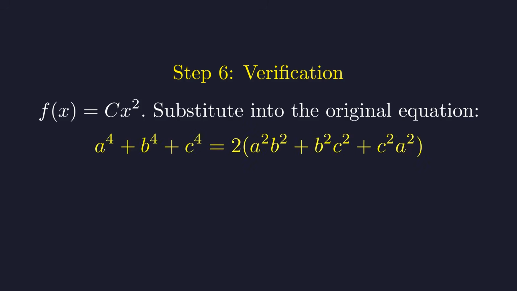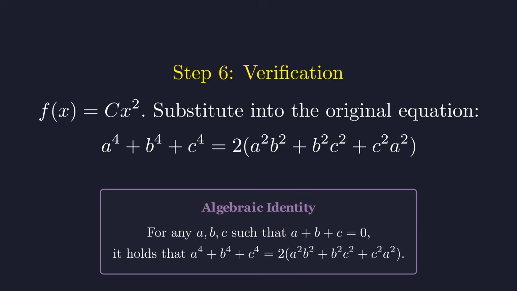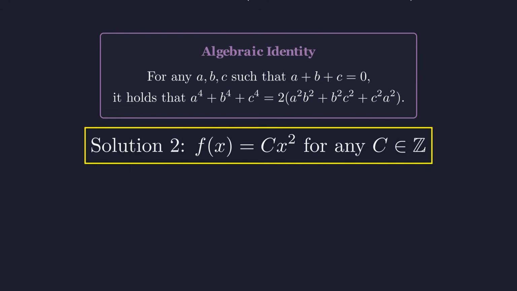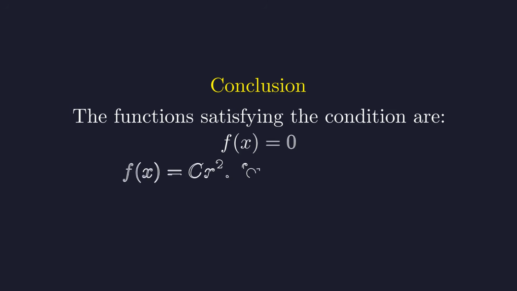We are left with this identity. This is a known algebraic identity. For any three numbers that sum to 0, the sum of their fourth powers is twice the sum of the products of their squares. Since this identity is true, our solution is correct. Thus, we have rigorously verified our second family of solutions. Let's summarize our findings. The problem has two families of solutions, the trivial zero function and the quadratic functions f of x equals c times x squared for any integer c.